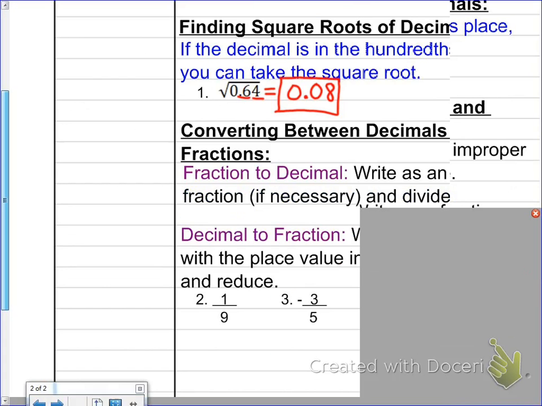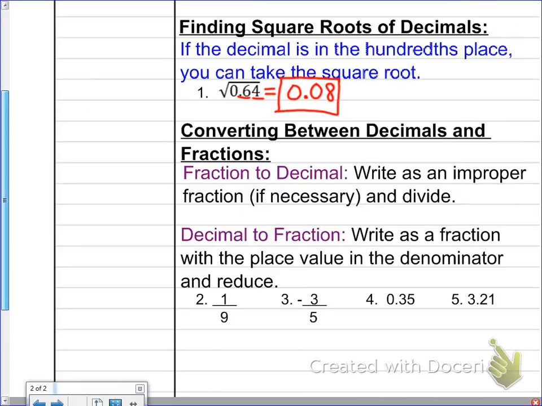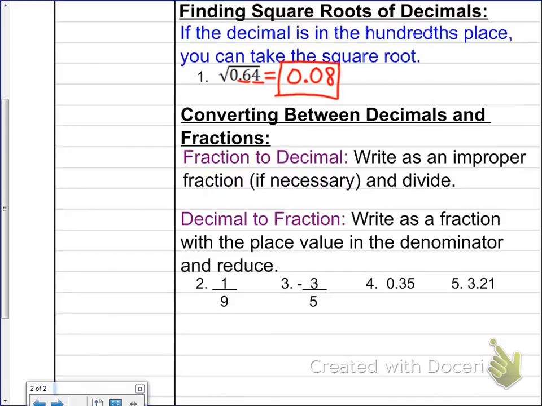So the next thing that we are going to be expected to do is to convert back and forth between decimals and fractions. Okay? So decimals and fractions are actually the same thing. They're a piece of a whole, but they're just 2 different ways of representing the same idea. If you want to convert from a fraction to a decimal, you want to first make sure that the fraction is an improper fraction if necessary. So that means that there is no whole number on the outside. And then you just divide.